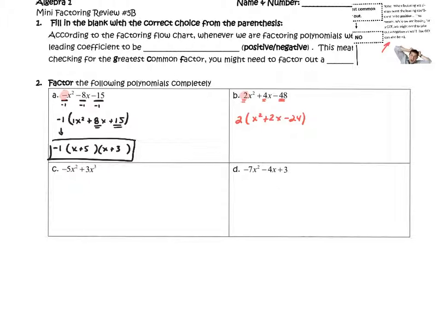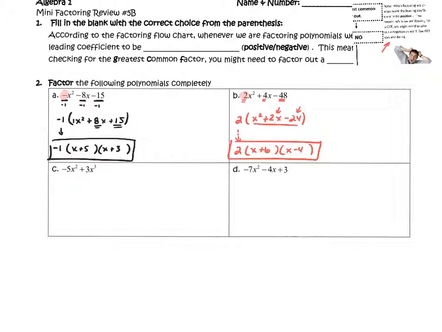So in my final answer, I carry down my GCF. And since the trinomial that's left starts with x squared, I know it's going to be an x and an x. And the numbers I would multiply to negative 24 and add to positive 2 would be positive 6 and minus 4. So your entire answer is 2 times x plus 6 times x minus 4.